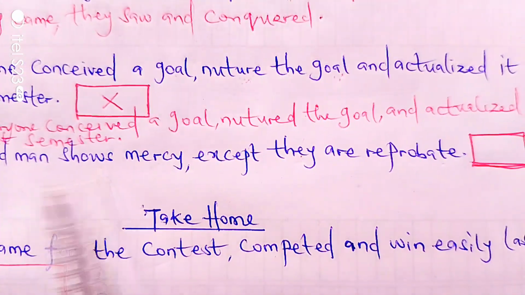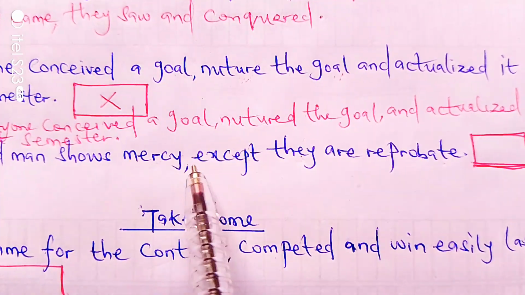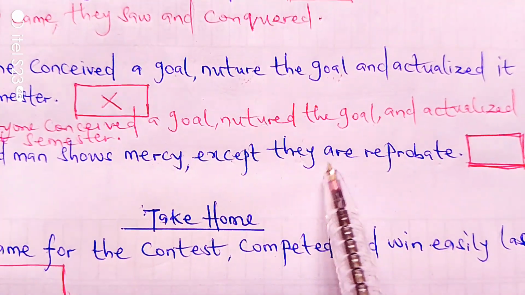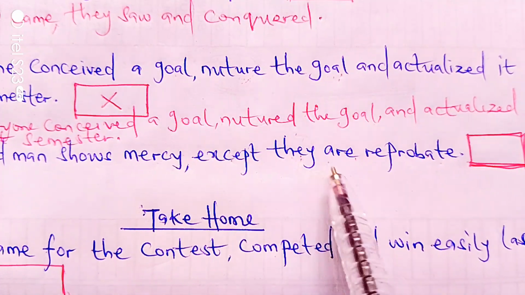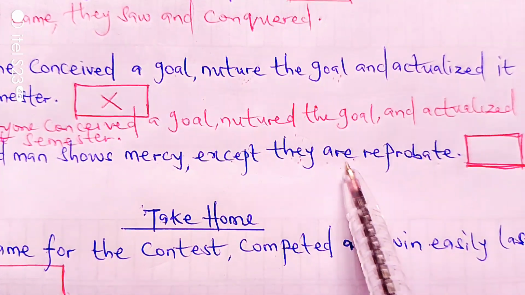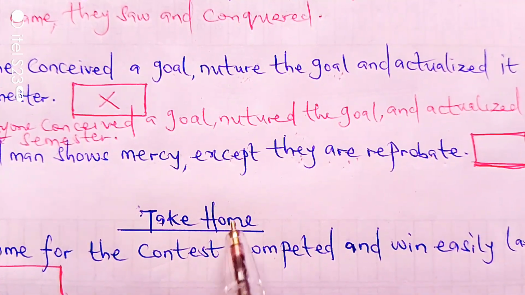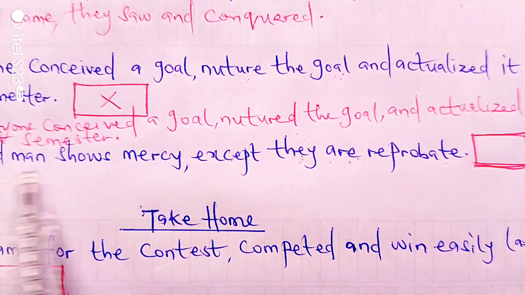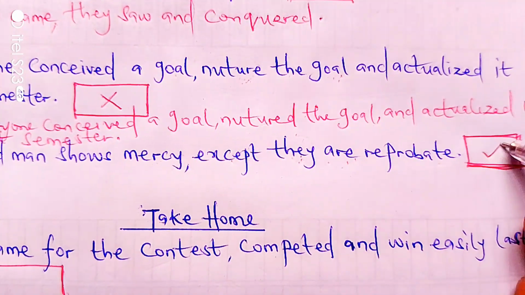The old man shows. The old man here is correct. Shows one person mercy. Now, except another sentence comes in. They are reprobate. So they here is a plural subject, so it will go with a plural verb. So they are reprobate. This sentence is correct. The structure is parallel. It's okay. The old man shows mercy, except they are reprobate. So this is correct.